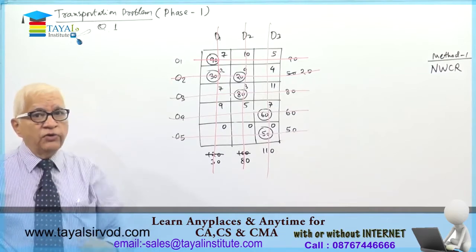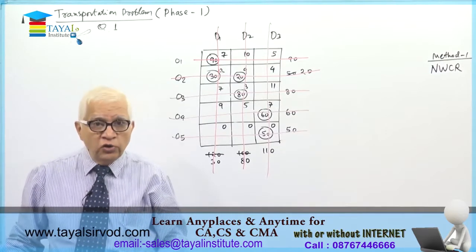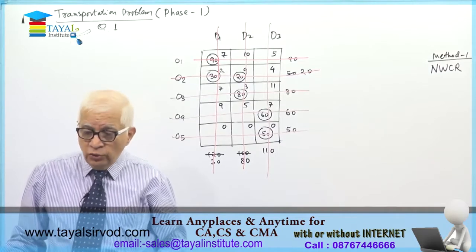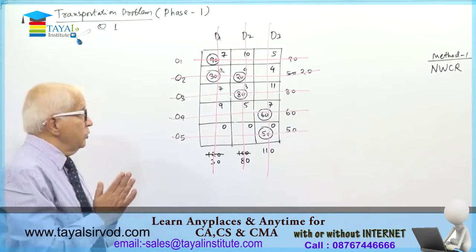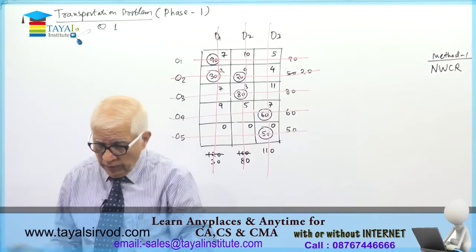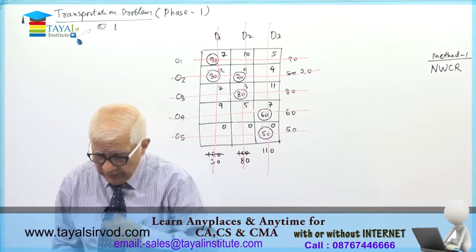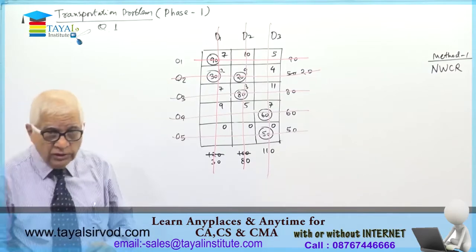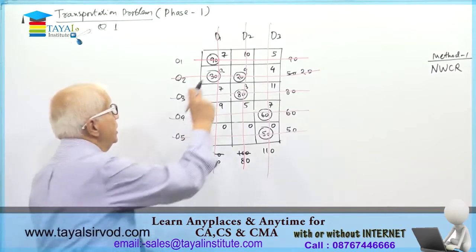There are 3 methods for phase 1 as I explained. Northwest corner rule was the first method. We obtained the solution using northwest corner rule. What is the cost involved in this process? Let's just find out the cost involved. Now if you see, what is the cost? Let me calculate the cost.